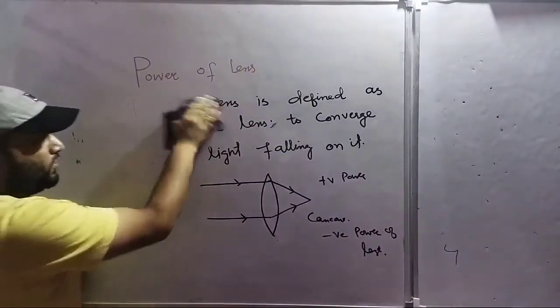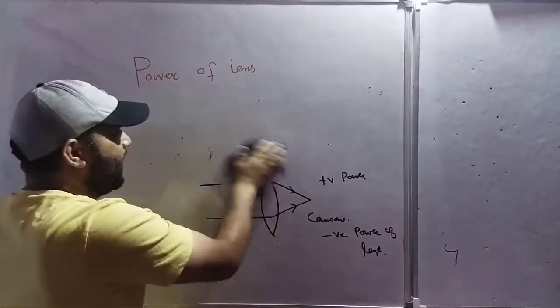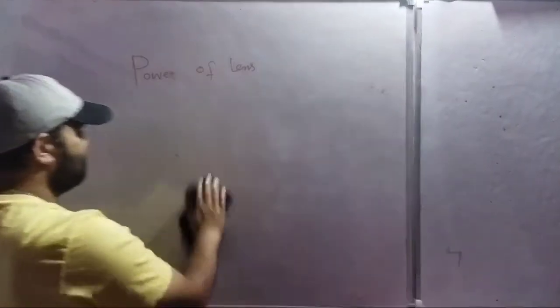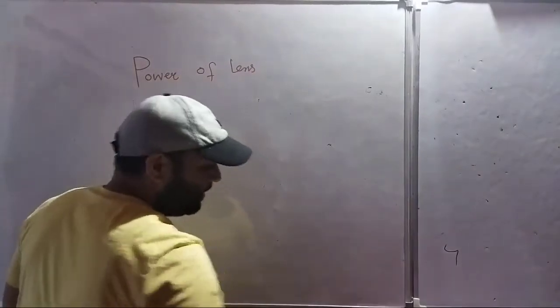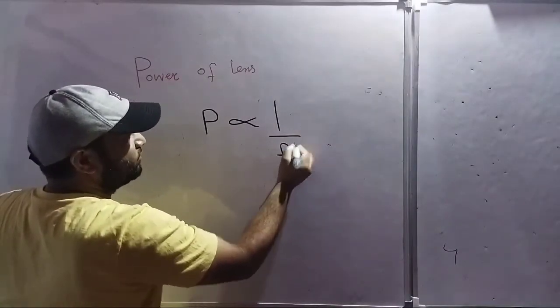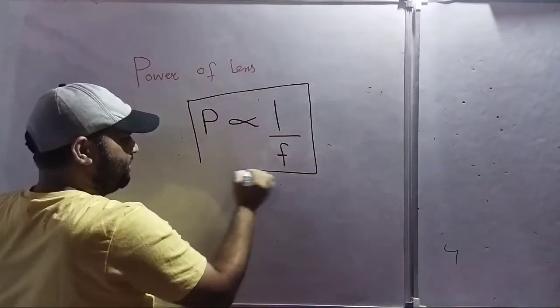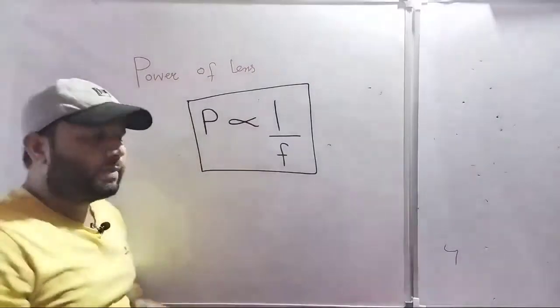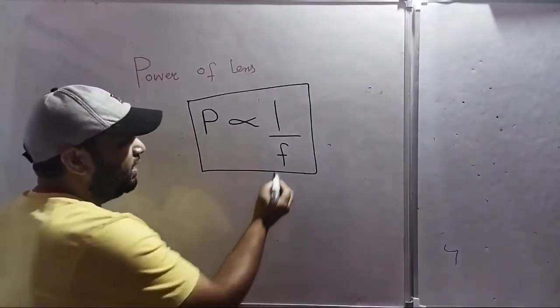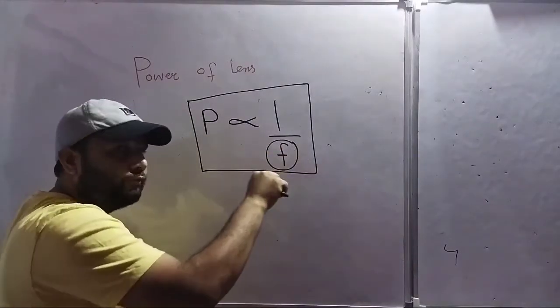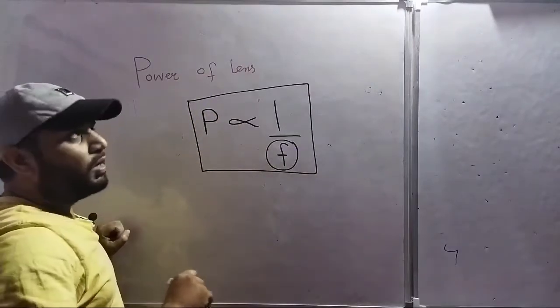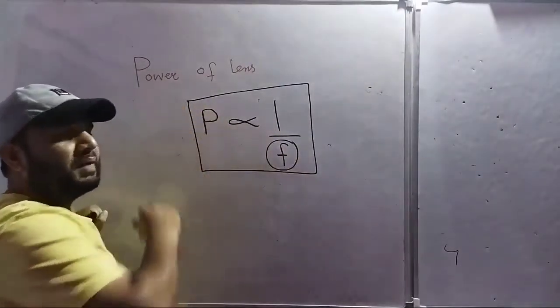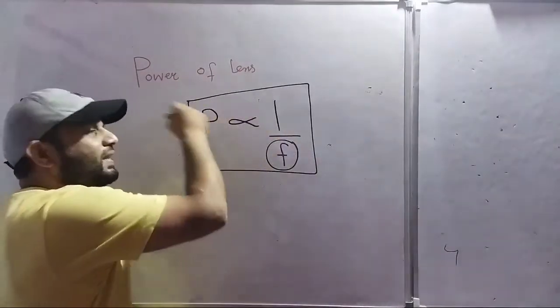Now this was the qualitative definition, but from the physics point of view, how can you measure how much the lens has the property of convergence and how much it has the property of divergence? For that you have to simply remember power of lens is denoted by P, and it is inversely proportional to the focal length of the lens. What does it mean? If the lens has small focal length, power of lens is greater. So smaller the focal length, greater is the power of lens. Greater the focal length, smaller is the power of lens.